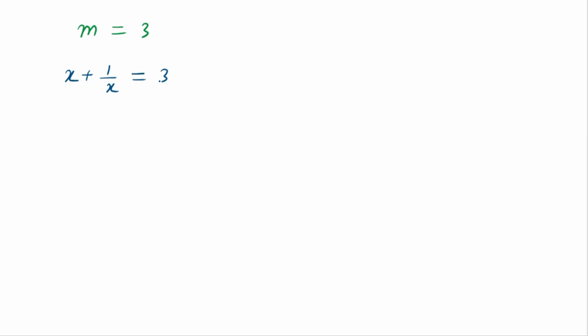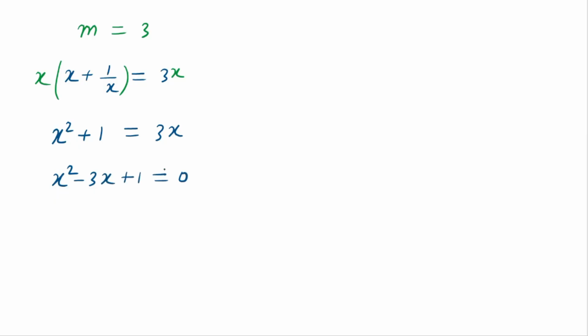This is equals to 3. Now multiply both sides by x. In left hand side, this x is multiplied by x plus 1 over x. Then this is x times x is x square plus x times 1 over x is 1. This is equals to 3 times x. If we take all the expressions in same side, then x square minus 3 times x plus 1, and this is equals to 0.